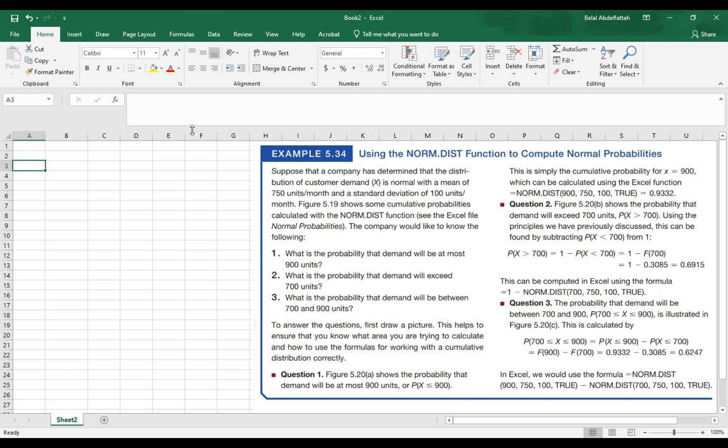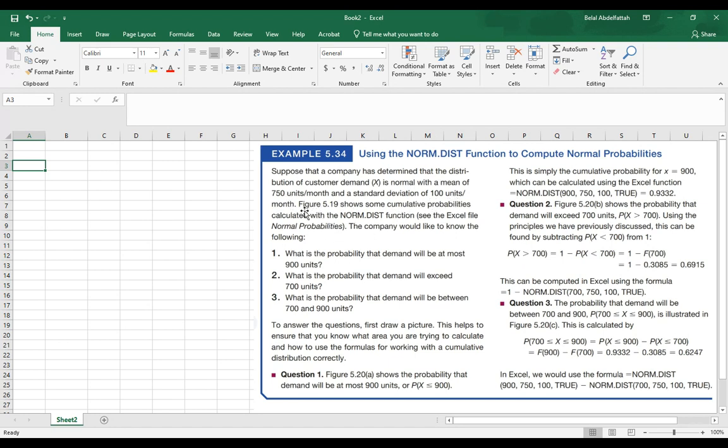So I want to demonstrate how to use the normal distribution function using this example 5.34 in your textbook. Now, here it says, suppose that a company has determined that the distribution of customer demand is normal with a mean of 750 units per month and a standard deviation of 100 units per month.